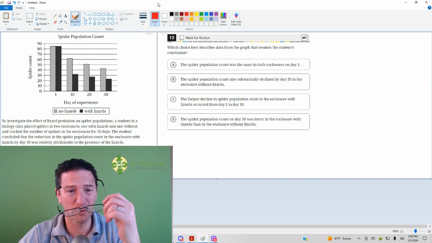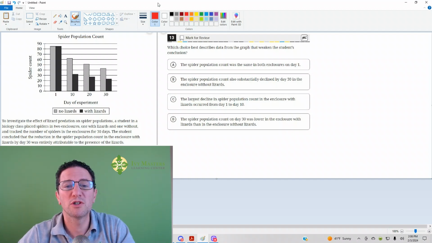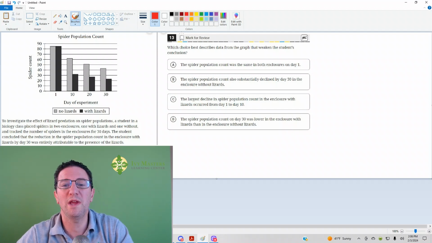We're going to look at the 13th question from Digital SAT Test 2 Module 1. This is from the Bluebook app. Number 13 reads, which choice best describes data that weaken the student's conclusion? So what do you got to focus on here? You got to focus on the word weaken, and you got to focus on the word conclusion.